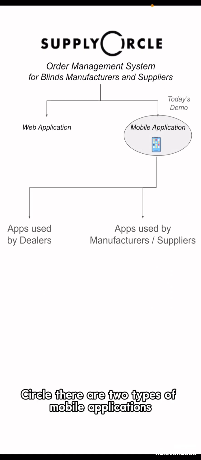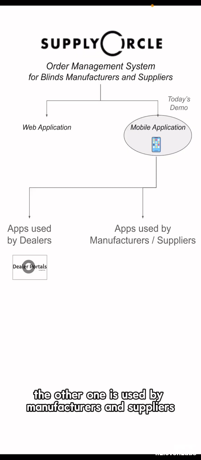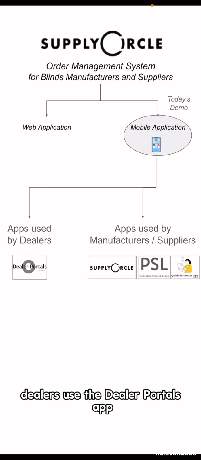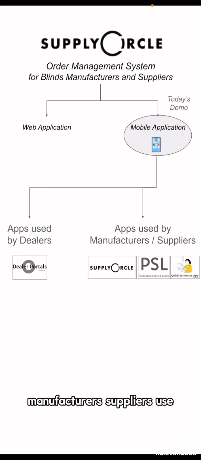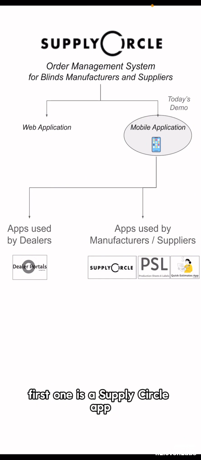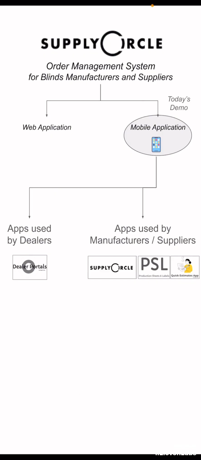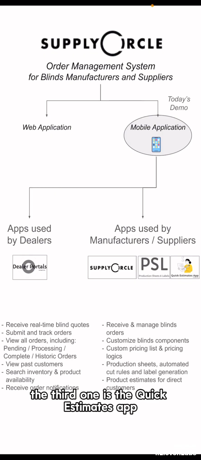There are two types of mobile applications available at SupplyCircle system. One is used by the dealers. The other one is used by manufacturers and suppliers. Dealers use the Dealer Portals app. Manufacturers and suppliers use the other three applications you see on the right side. First one is the SupplyCircle app. The second one is the production sheets and labels. The third one is the Quick Estimates app.